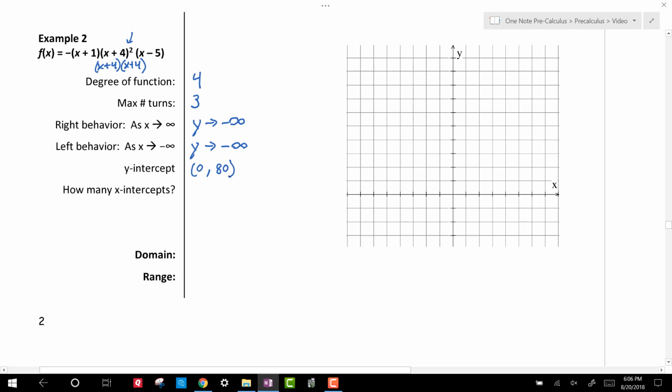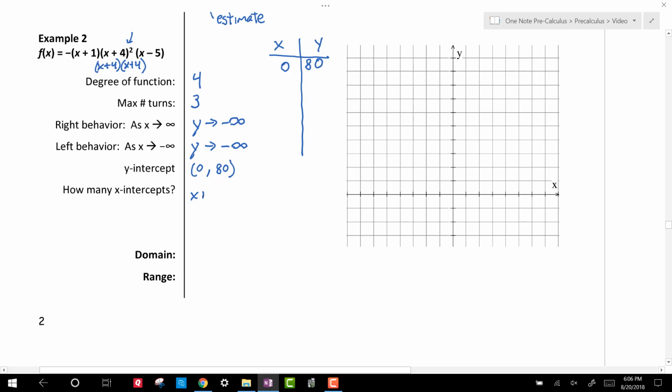All right? So I would suggest, because we're probably going to end up doing a small t-table here anyway, I would just automatically throw 0 into my t-table. All right, and that gets me my y-intercept, 0, 80. How many x-intercepts? Well, let's take our factors again.